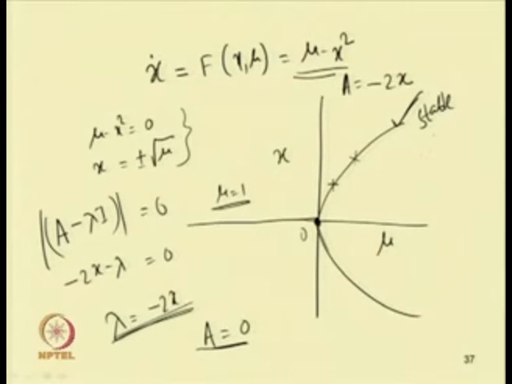So, this branch is a stable branch. For this branch, let us take a point here. Let this correspond to minus 1. So this corresponds to mu equal to 1, but x equal to minus 1. As x equal to minus 1, our lambda becomes minus minus plus 2.